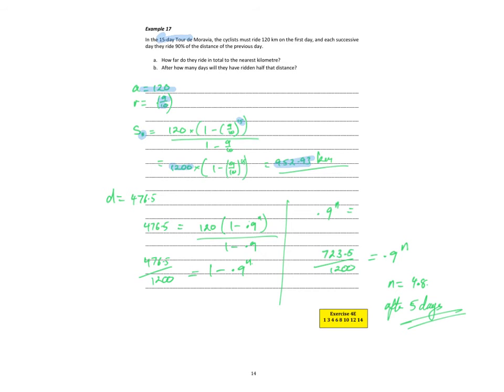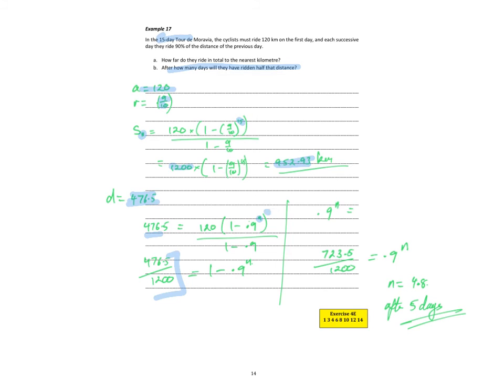The next part of that asks us to work out how long it took us to ride half that distance. Well, half the distance is 476.5 kilometres. So we put the 476.5 equal to 120 times 1 minus 0.9 to the n this time, over 1 minus 0.9. Again, 1 minus 0.9 is 0.1. So that 120 becomes 1200. And let's divide it across. So I divided the 1200 across there.